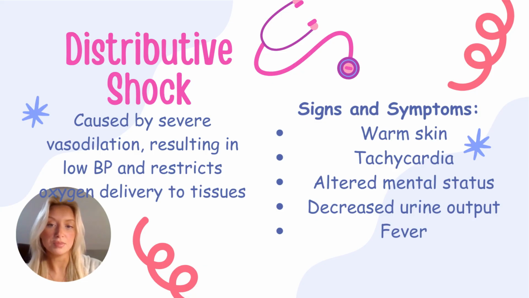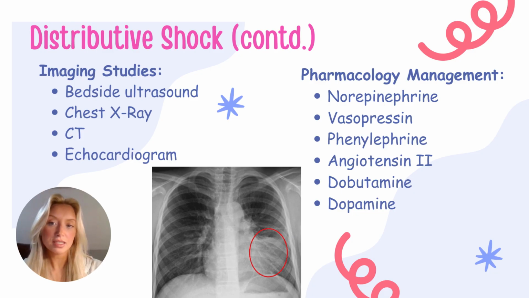Some signs and symptoms of distributive shock are warm skin, tachycardia, altered mental status, decreased urine output, and fever. Imaging studies used to diagnose distributive shock are going to focus on identifying the underlying cause. Bedside ultrasound is going to be the primary diagnostic tool used for rapid assessment.